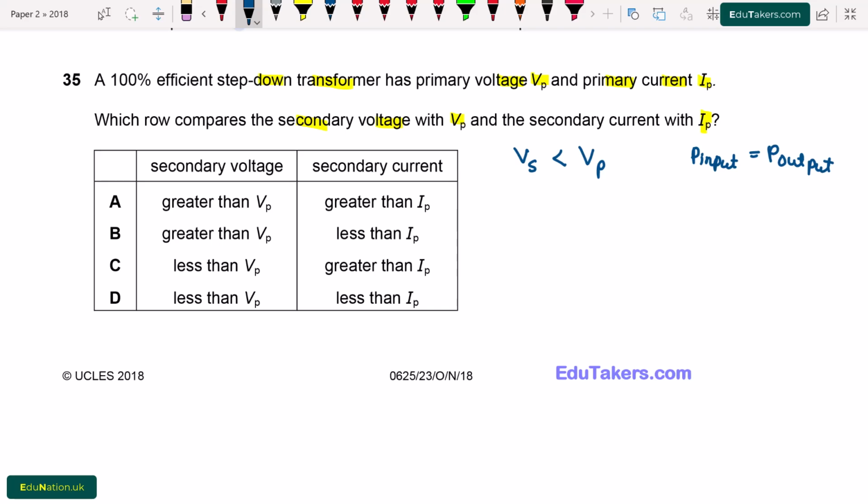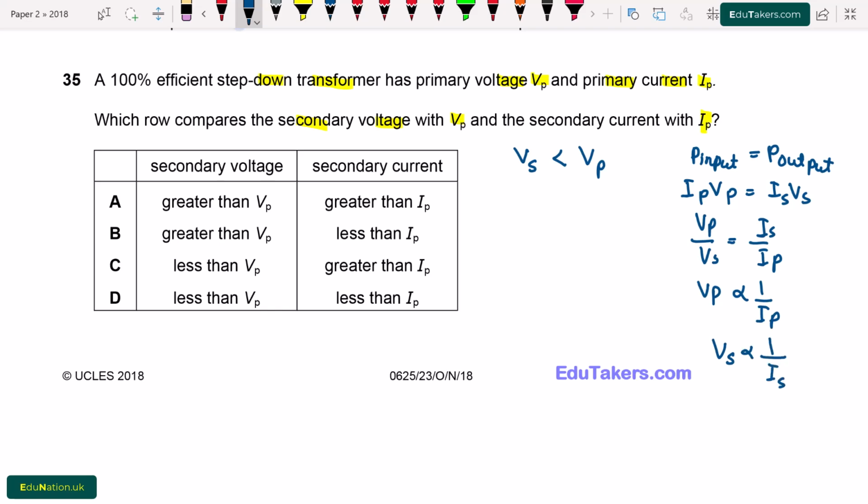Power is basically the product of the current and potential. So I write here IP VP. It will be equal to IS and VS. So VP over VS will be equal to IS over IP. I simply see from here that potential and current are inversely proportional to each other. In the step-down transformer, the voltage across the secondary is smaller, so the current across the secondary should be larger as compared to the current in the primary.